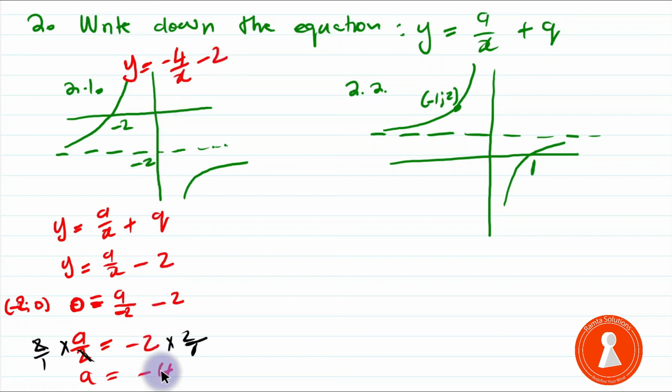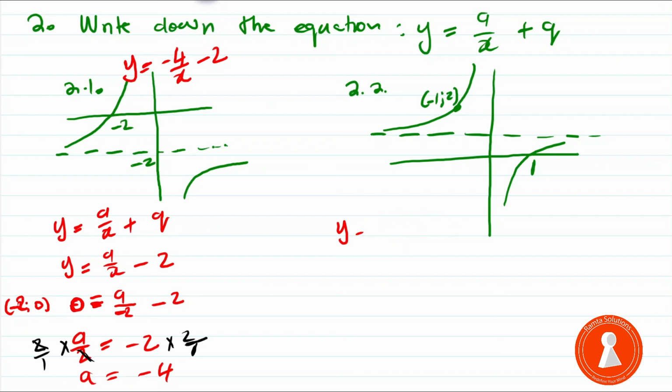Indeed, it makes sense that a is negative. Can you see that? When a is negative, we said it lies between the second and the fourth quadrant. Okay, now let's try this one here. With this one here, we have y equals a over x plus q. We don't have any information about q, so we will have to tread carefully. Okay, we will have to use this point.